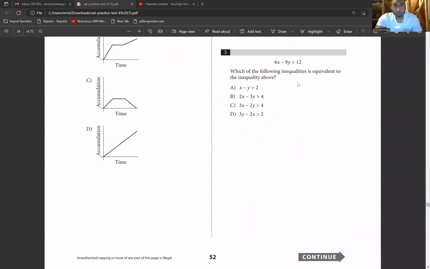5. They give you the inequality. Which of the following inequalities is equivalent to the one above? All right, let's see here. We'll just divide each by 3. That'll be 2x minus 3y greater than 4. We have that one. B? Yes.